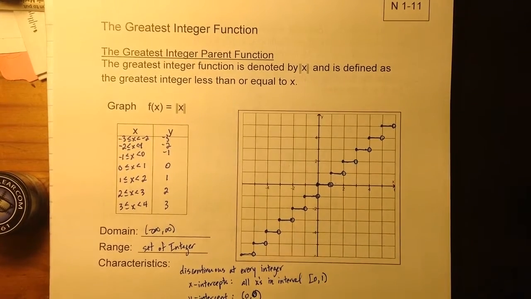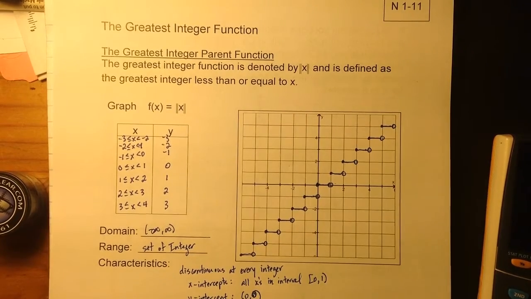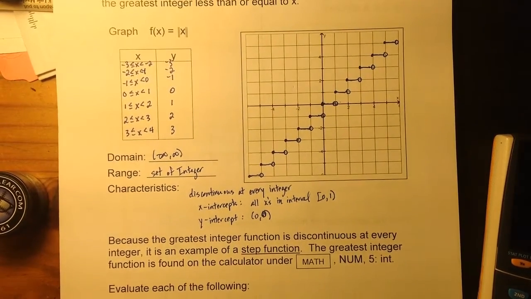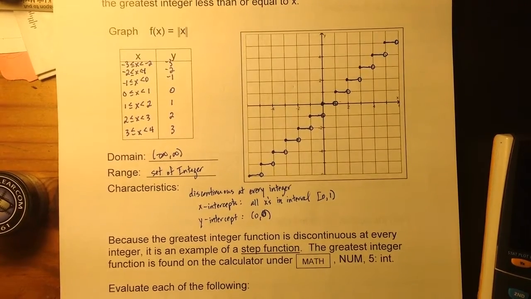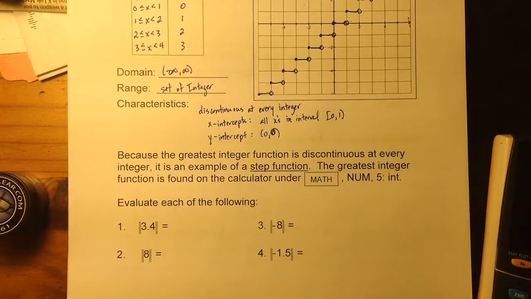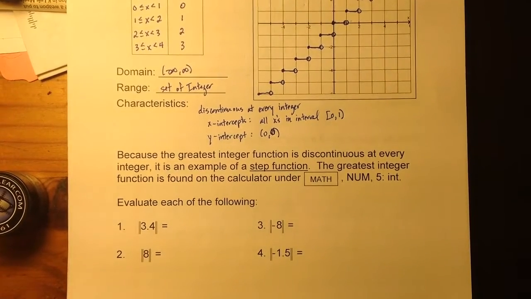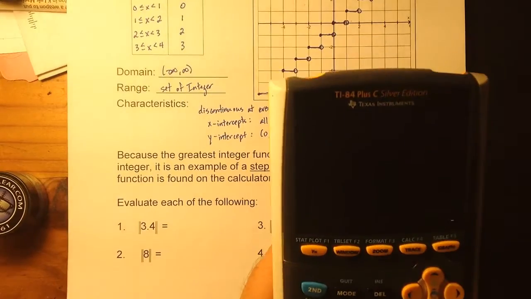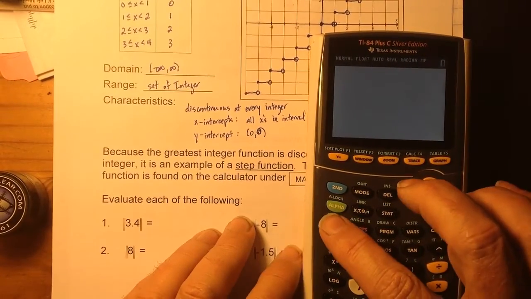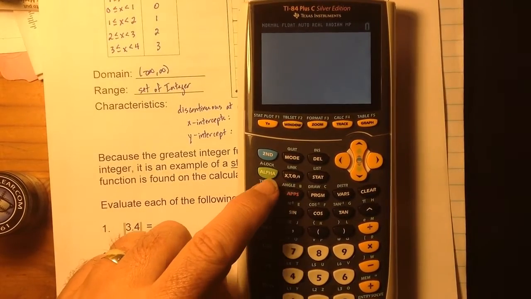So now we're going to look at using the calculator here, and hopefully you got a calculator when you picked up stuff for school. Okay? Because the greatest integer function is discontinuous at every integer, it is an example of a step function. The greatest integer function is found on the calculator under Math Num 5 integer. All right. So if you turn your calculator on, the math button, move this so you can see it better. Math button right here, we're going to press math.